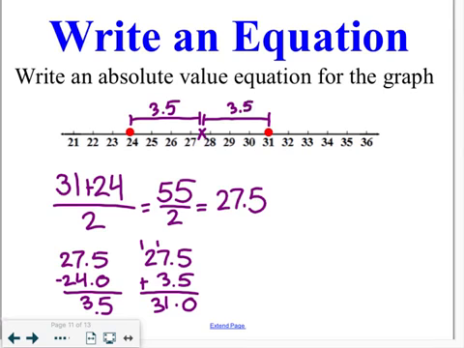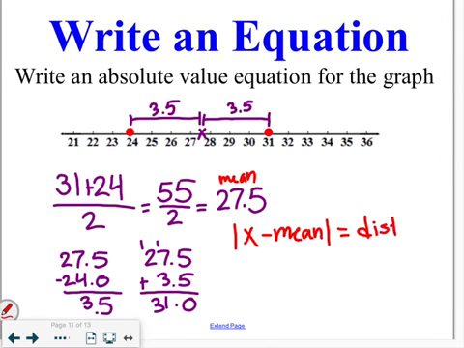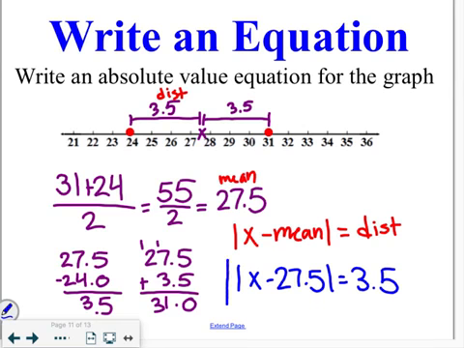To find the final equation, you are going to use the formula x minus the mean. So that middle number is the mean, is equal to the distance. That's how far it is between the point and the mean. So our final equation for this problem would be the absolute value of x minus 27.5 is equal to 3.5.